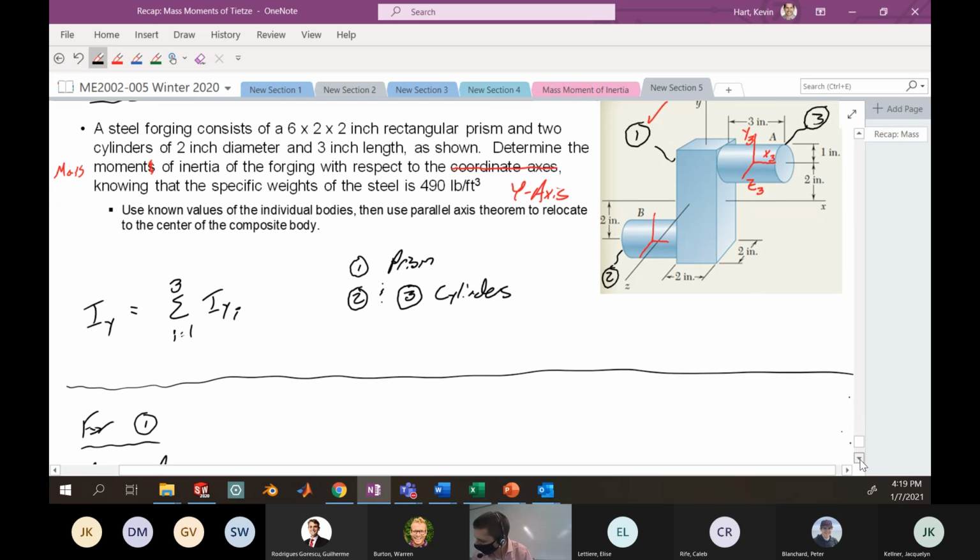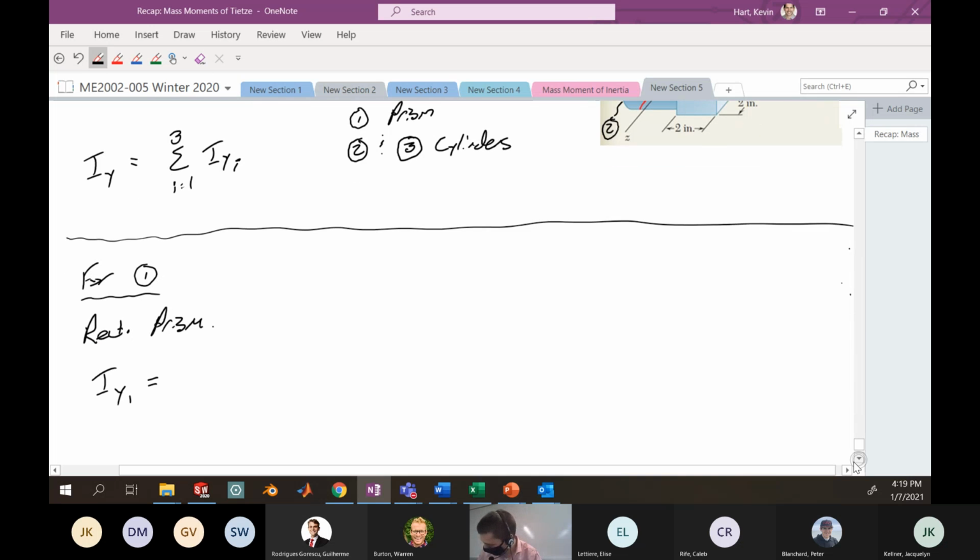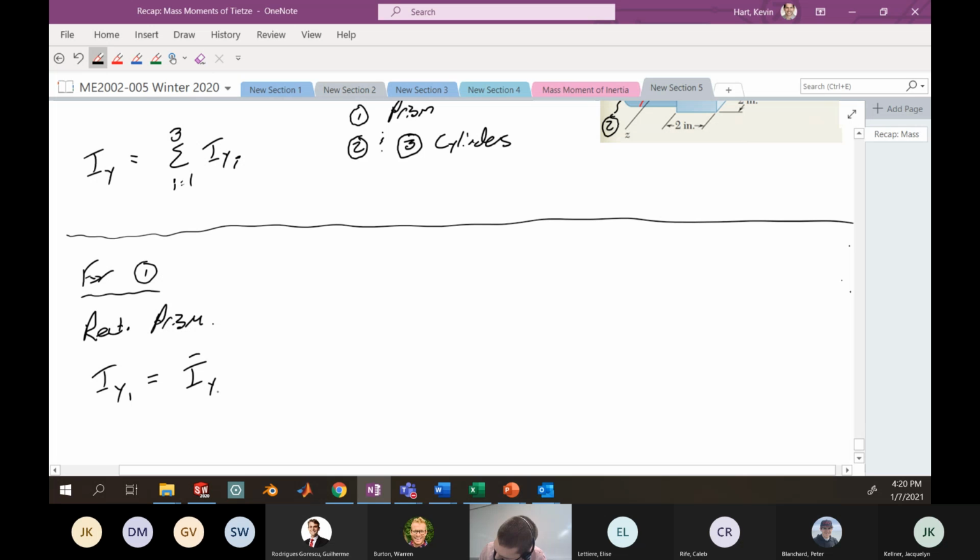So I'll write my general formula for object 1. It is the mass moment of inertia of that object about its centroid, expanded to include the parallel axis theorem, just to be very clear about what's happening here. And we said that the mass moment of inertia of this first object about its own centroid, which we just looked up, is 1/12 mass times the b squared plus c squared term.